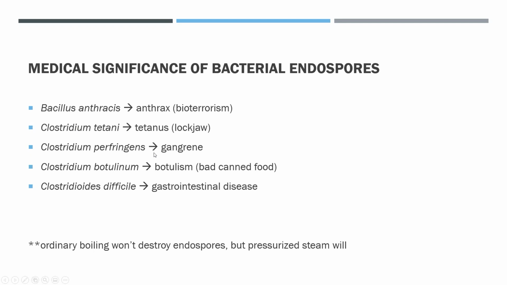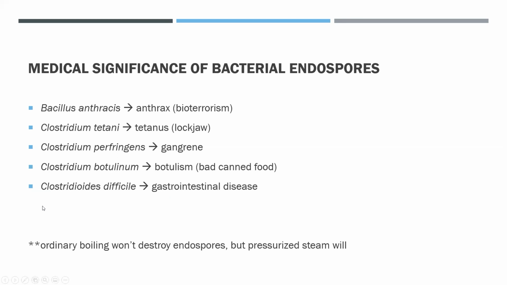Clostridium perfringens is a gangrene infection. You might think of like rotting limbs or like very horrible infections with that. Clostridium botulinum is botulism. Again, as I was mentioning, it's affiliated with bad canned food that hasn't been properly sealed. And Clostridium difficile is a gastrointestinal disease that plagues a lot of hospitals. It's shortened. You may have heard of C. diff. It would be Clostridium difficile.